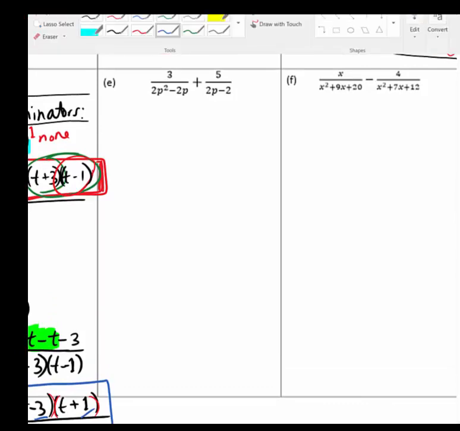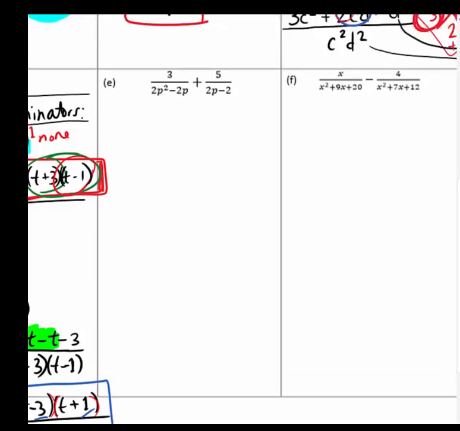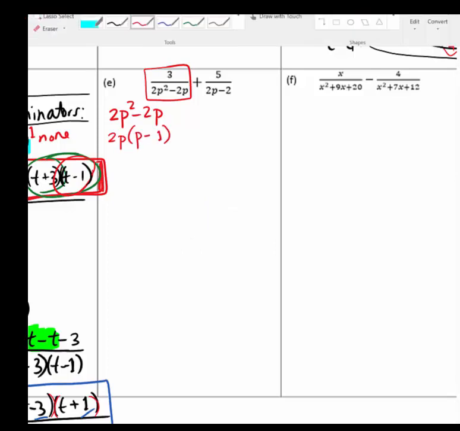How about part E? This looks like a wild one. Look at this. 3 over 2p squared minus 2p? What? That's crazy. And then 5 over 2p minus 2? Oh my goodness. Well, okay, I have to find the common denominator, but like the method in the last section said, to find the common denominator, you have to factor each denominator and then determine what the common denominator is. So I'm going to focus on the left denominator, 2p squared minus 2p. If you factor it, they actually have a common factor of 2p. If you factor 2p out, p minus 1 is left. And that's how this guy factors.